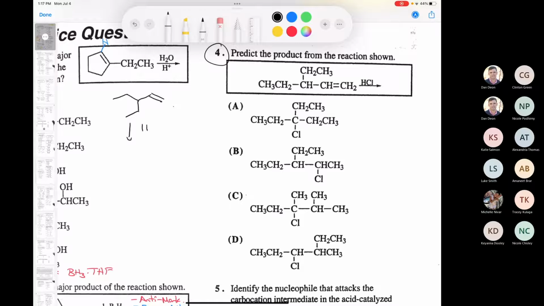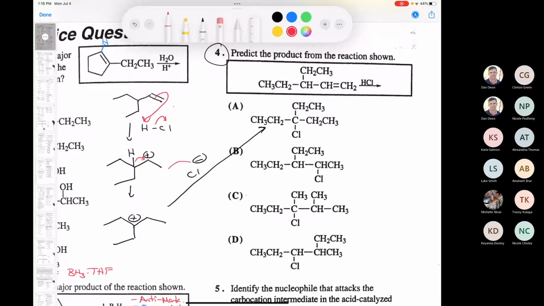After it's protonated with HCl, it's the rich getting richer. It's Markovnikov addition. You end up with this carbocation. Remember, there's a proton here, and it's going to undergo a rearrangement to give you this compound where you have the positive charge here. Then you're going to get the nucleophilic attack by the chloride. The chloride is going to go right where that carbocation is, and you're going to end up with A as your final product.